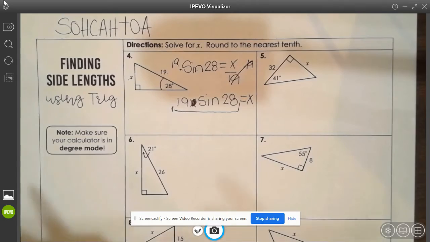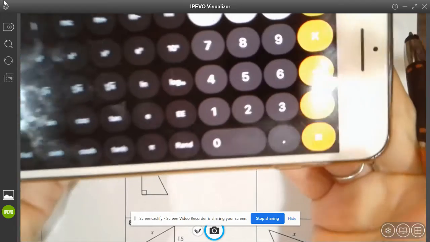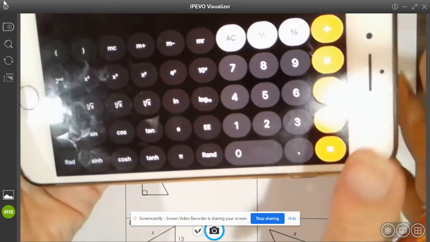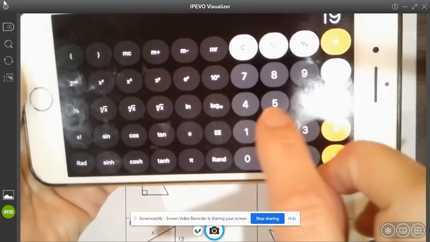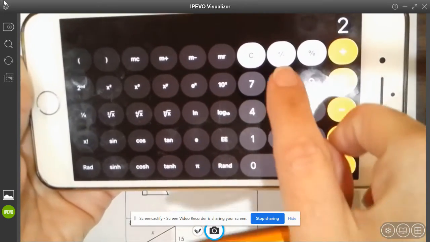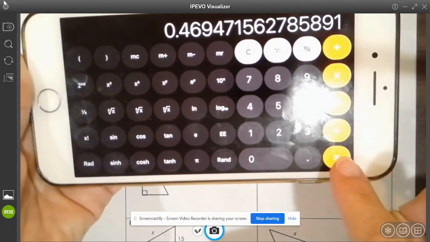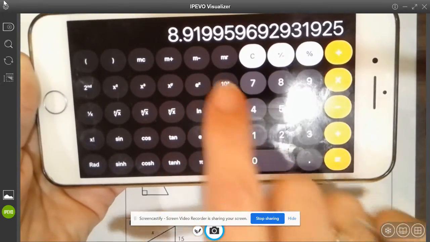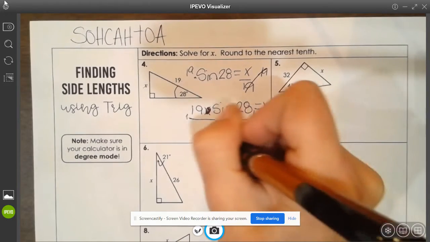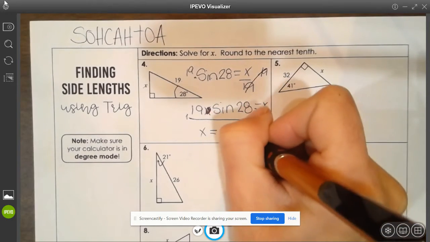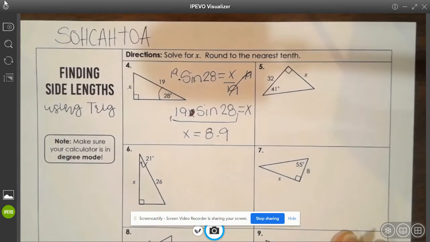So how do we put this in the calculator? Very simple. Go ahead and turn over your calculator like this. And then we have 19 sine of 28. So we're going to put 19 times 28 sine. That's the sine, but now you have to press the equal sign. That's 8.9. 8.9 is the missing side. So x equals 8.9. Okay, right here.